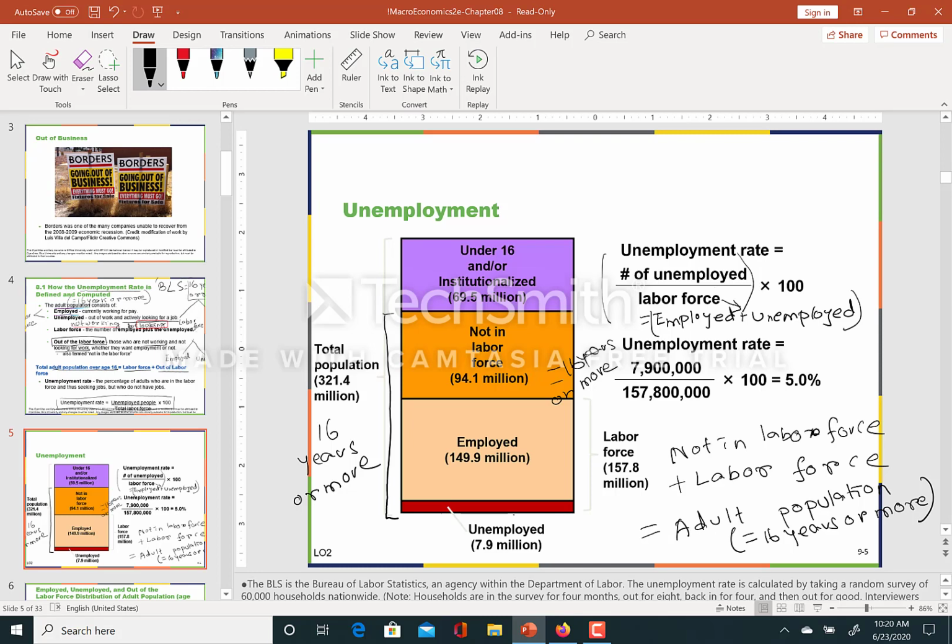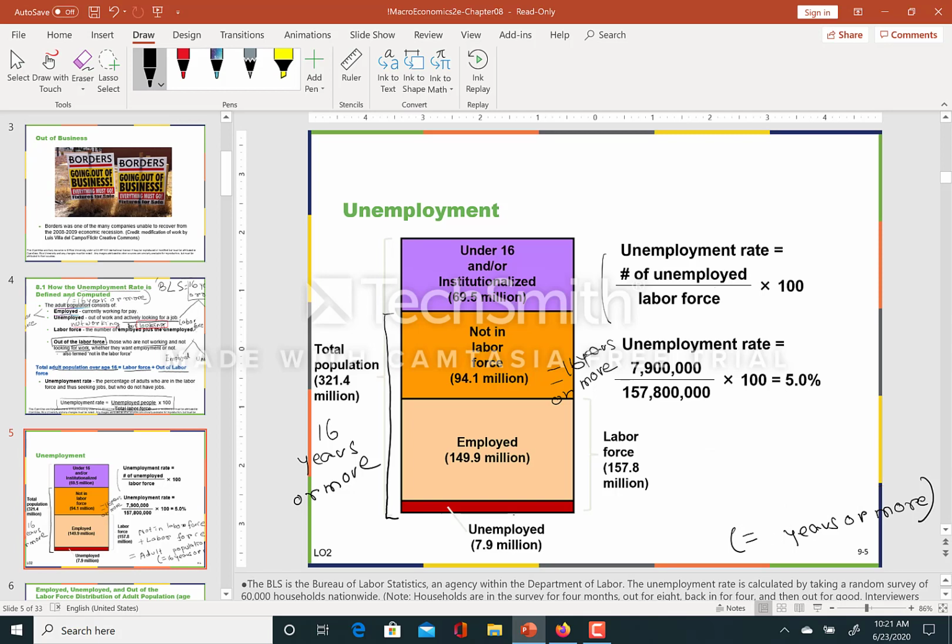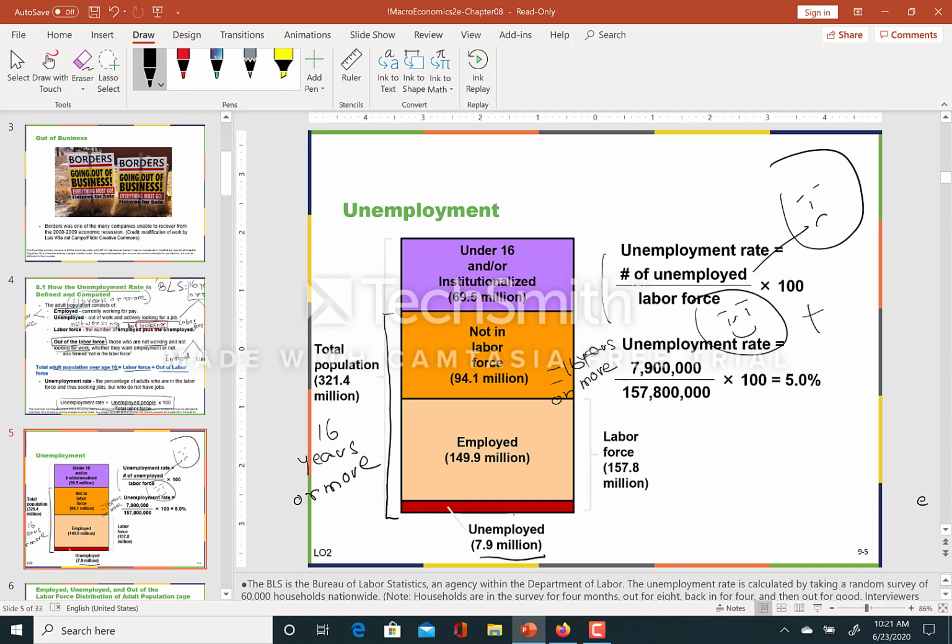How do we calculate the unemployment rate? I have these people who are unemployed, that's on top. I'm just gonna write down the numbers here from the boxes. So I can say the number of people unemployed is equal to 7.9 million over the number of people employed, plus number of people who are unemployed. So employed plus unemployed is a labor force, and if I add this together, I have 157.8 million.